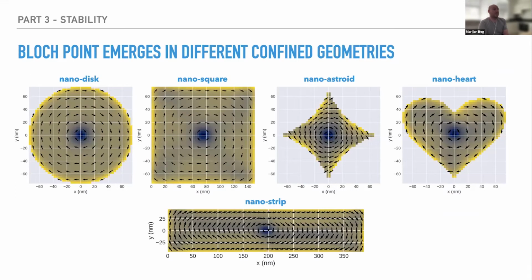Then we try to look at different geometries. So far, I only showed you the Bloch points in a disk, but somebody could ask, couldn't we have it in different types of geometries? So these are top views. We can have them in nanodisks, nanosquares, nanostrips, something that I'm going to show in a little more detail later. And also some funny shapes such as nano asteroids and nano hearts. So basically we can have Bloch points in a very wide variety of geometries.